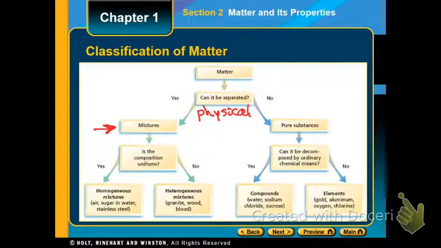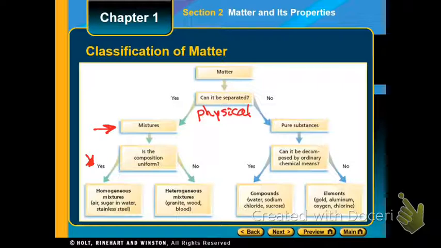And then you ask yourself, well, is the composition uniform? Does it look the same throughout? If you answer yes, I feel like it looks the same throughout, then you have what is called a homogeneous mixture, and the prefix homo means one or uniform. Some examples are going to be air, sugar water, stainless steel, and in some of your work later, you'll get to figure out some other types of homogeneous mixtures.